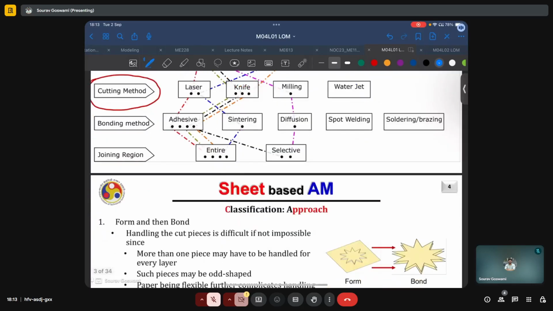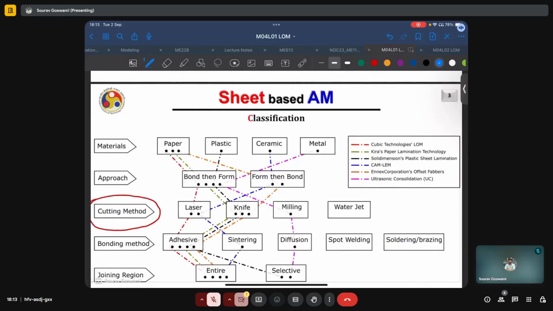Regardless, the type of materials that we are dealing with are paper, plastic, ceramic, and metal. We have two approaches, being bond then form and form then bond. We'll be discussing what they mean. For cutting, a laser, knife, or a milling cutter may be used. Bonding between the various sheets of the additive feedstock may be achieved using conventional adhesive, by a sintering cycle, by diffusion, such as in diffusion couples, or spot welding, or a soldering or brazing like process may be used.